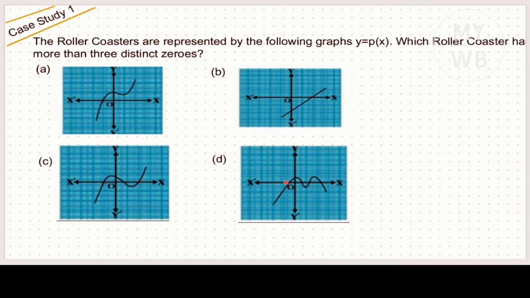And here in option D, the graph intersects with the x-axis at 1, 2, 3 and 4 distinct points. So for this graph, the degree is 4 and it will have 4 zeros. The question is which has more than 3 distinct zeros? So the option will be option D.